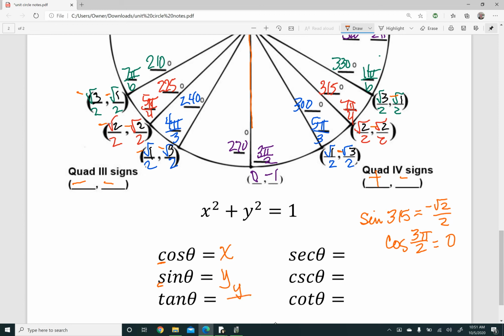Tangent would be Y divided by X. You won't have to do these for IXL, but you should know that secant is 1 over X, cosecant is 1 over Y, and cotangent is X over Y. Okay? And that's all you need to know for the unit circle.